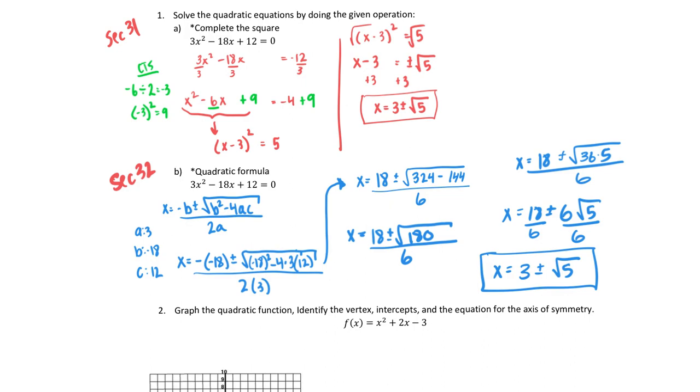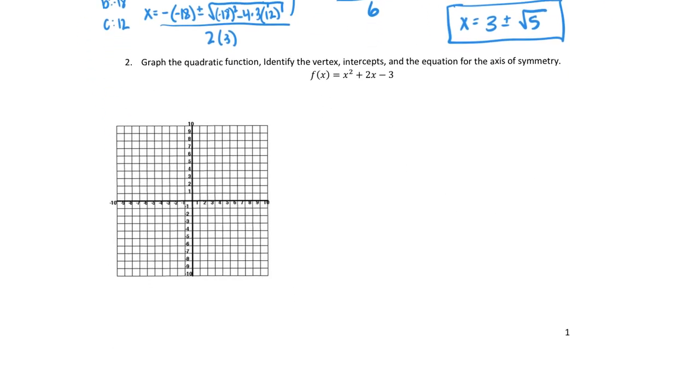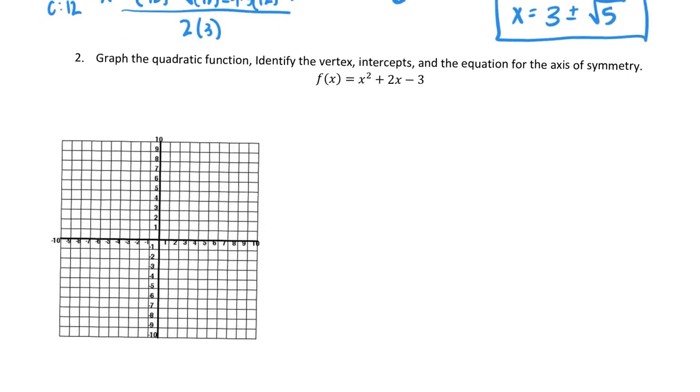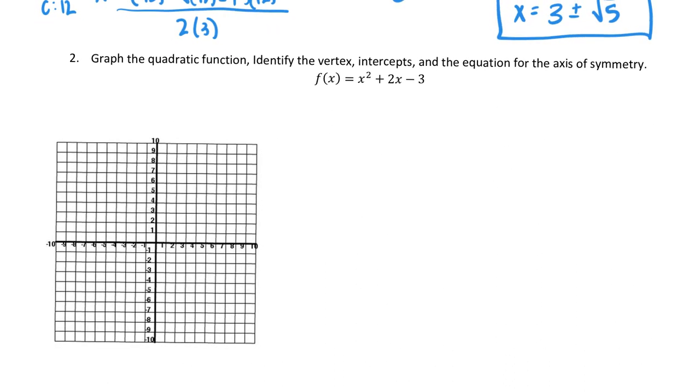Okay, let's move on to the second question on the test review. It says graph the quadratic function. We need to identify the vertex, the intercepts, and the equation of symmetry. This problem has a lot to it. So we're going to start by finding the vertex. When we find the vertex, we're going to split that up into the x value, and then we find the y value.